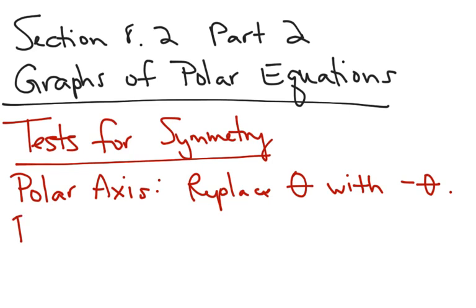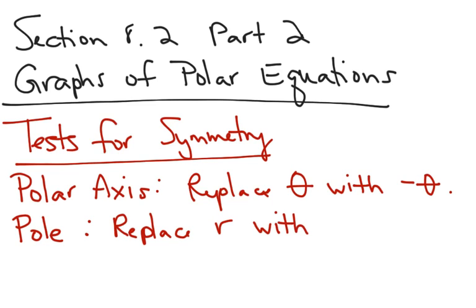The second thing we can check for symmetry over is the pole. The pole is your origin. So what we do is we're going to replace r with negative r. And again, if the two graphs, when you make the change, give you the same graph, then it's symmetric. If the graph is different, it's not.